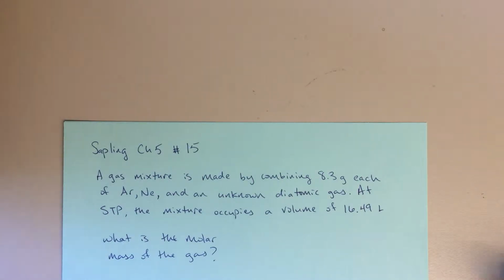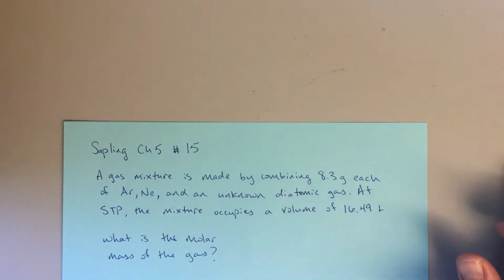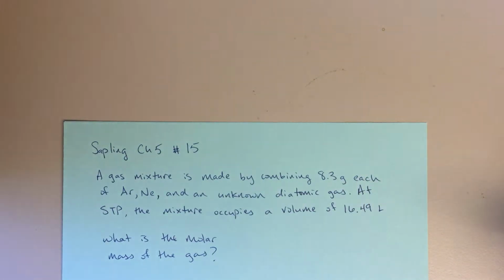So what I've done here so far is just write out the question as we see it on Sapling. Your numbers are probably a little different, your gases might be different, but the method and the strategy are exactly the same. That's what I'll talk about today. So it says that our gas mixture is made by combining 8.3 grams of argon, neon, and some unknown diatomic gas. Diatomic just means that it's made of two particles, right? So O2 would be an example of a diatomic gas. H2 would be an example of a diatomic gas.